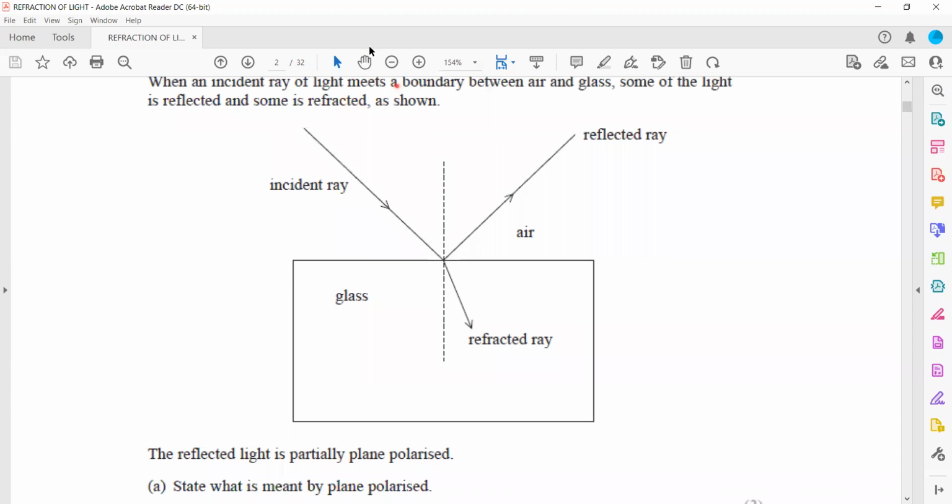For example, unpolarized light will have multiple components of vibration. But plane polarized light is light which has only one component of vibration, which we call plane polarized light. So what is the definition of plane polarized? Vibration or oscillation in the same plane, or in one direction, and that is perpendicular to the direction of wave travel.